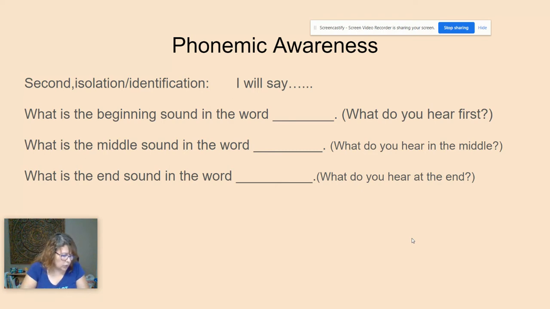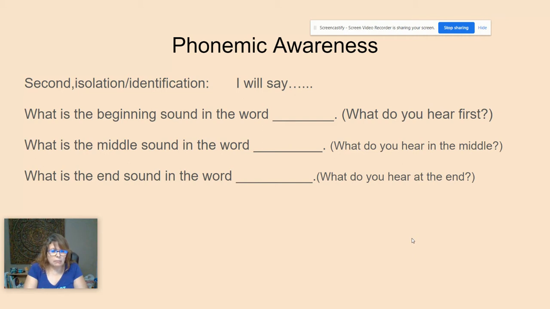Okay, our next part of the lesson is that I'm going to say a word, and you're going to repeat after me depending on what I'm asking you to find out. I'm going to start with the word cat as an example. If I ask what's the beginning sound in the word cat, k, a, t, the beginning sound is what you hear first. K is your answer.